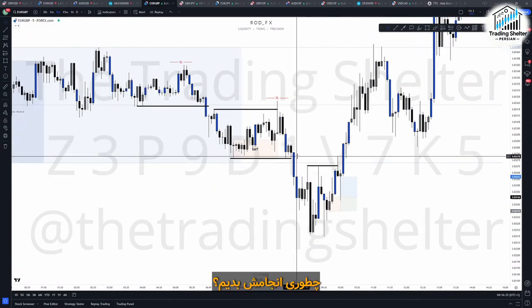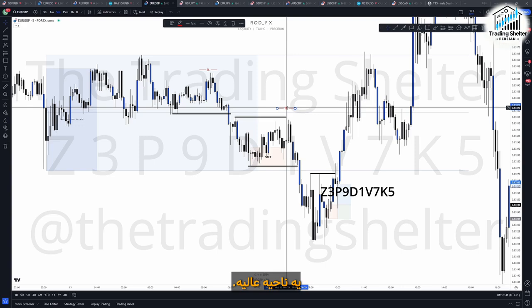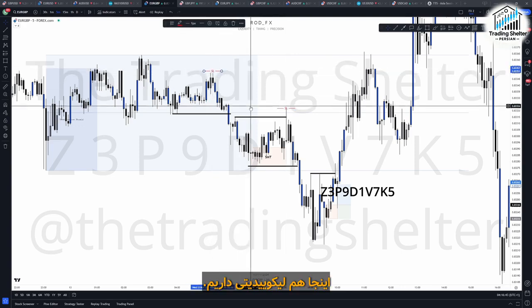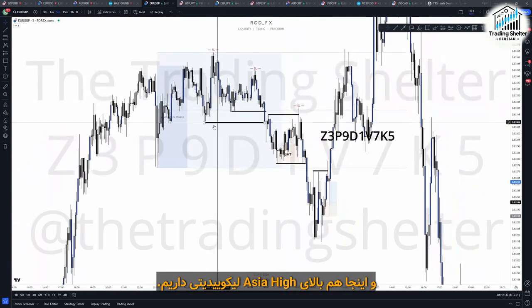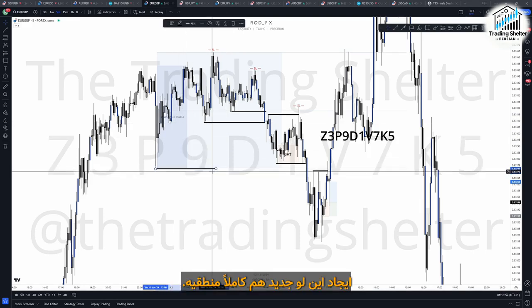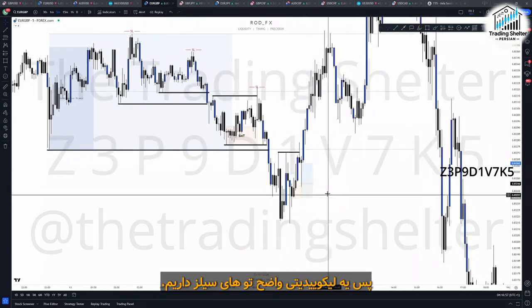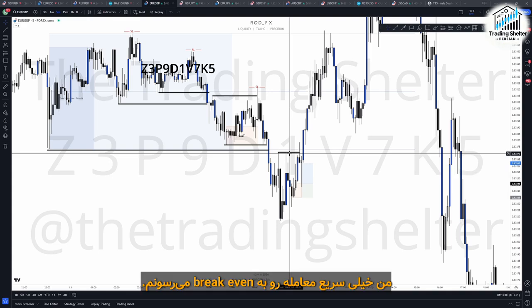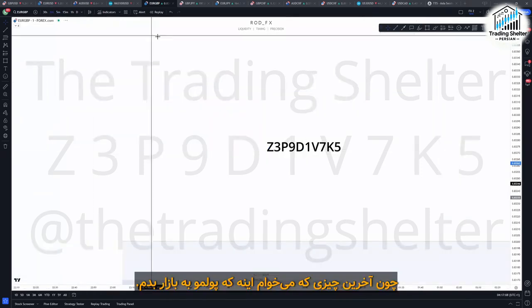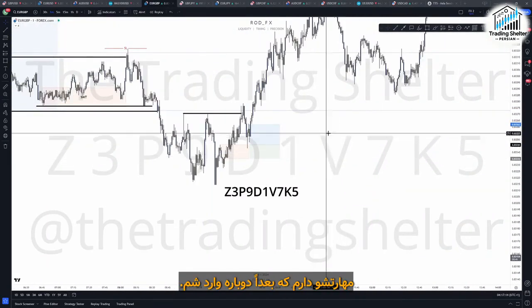How do we do it? We spot the liquidity, right? We have liquidity here. That's an excellent zone. And we also have liquidity here above Asia high, making that new low here make total sense. So we have clear sell side liquidity. We enter this trade. For me, I move to break even very quickly, because the last thing I want is to give money to the market. I don't care. I have the skill to re-enter later, so it's all good.